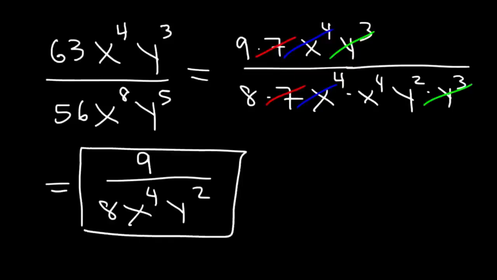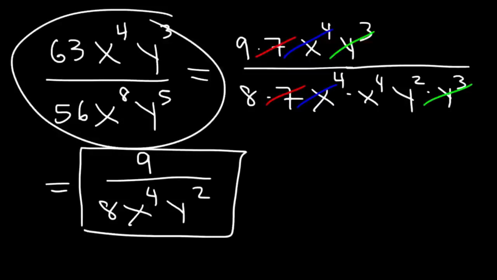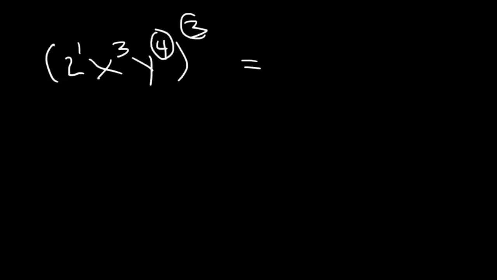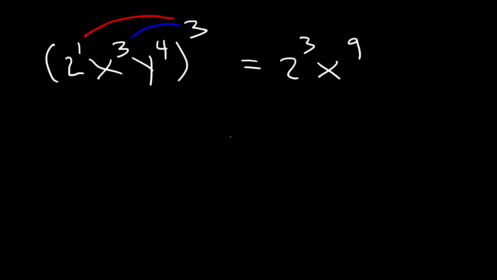So that's a nice and simple way to simplify expressions that look like that. Now sometimes you may have to deal with exponents. Let's say if you have 2x cubed y to the 4th raised to the 3rd power. How can we simplify this expression? So when you raise one exponent to another, you need to multiply. So first, we're going to multiply 3 by 1. 3 times 1 is 3. And then 3 times 3, which is 9. And 4 times 3, which is 12.